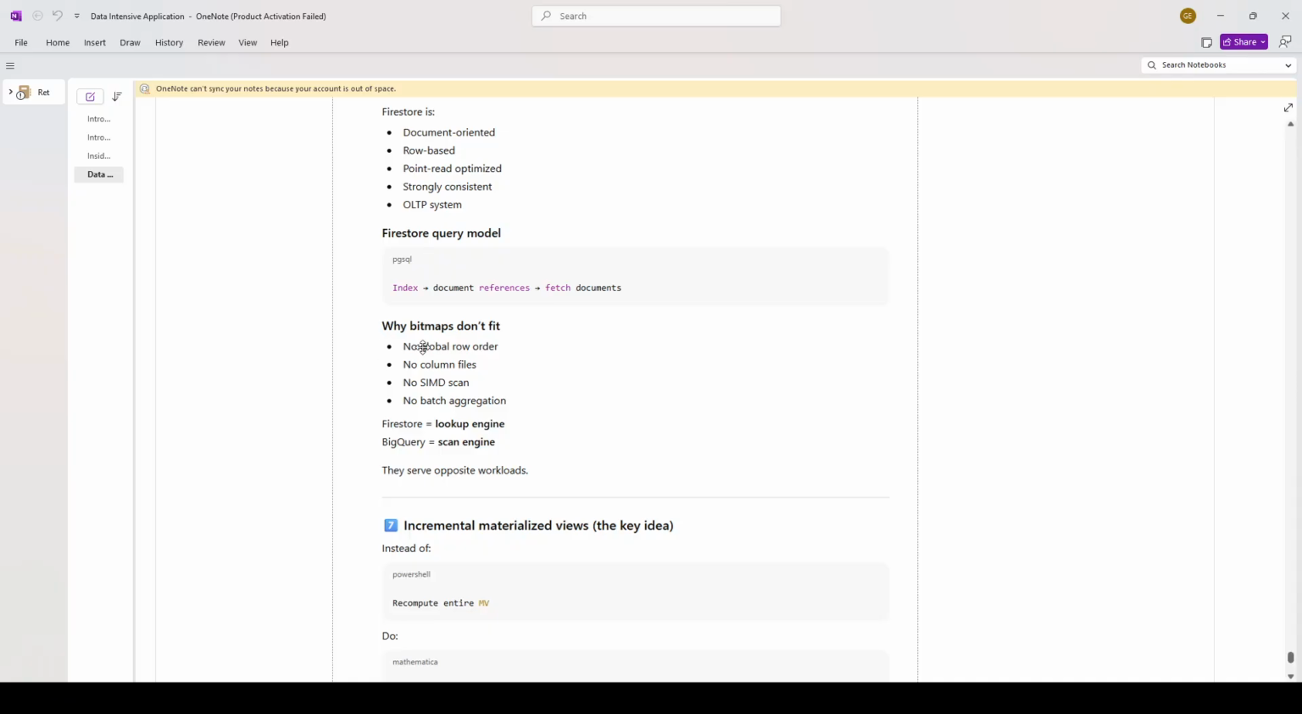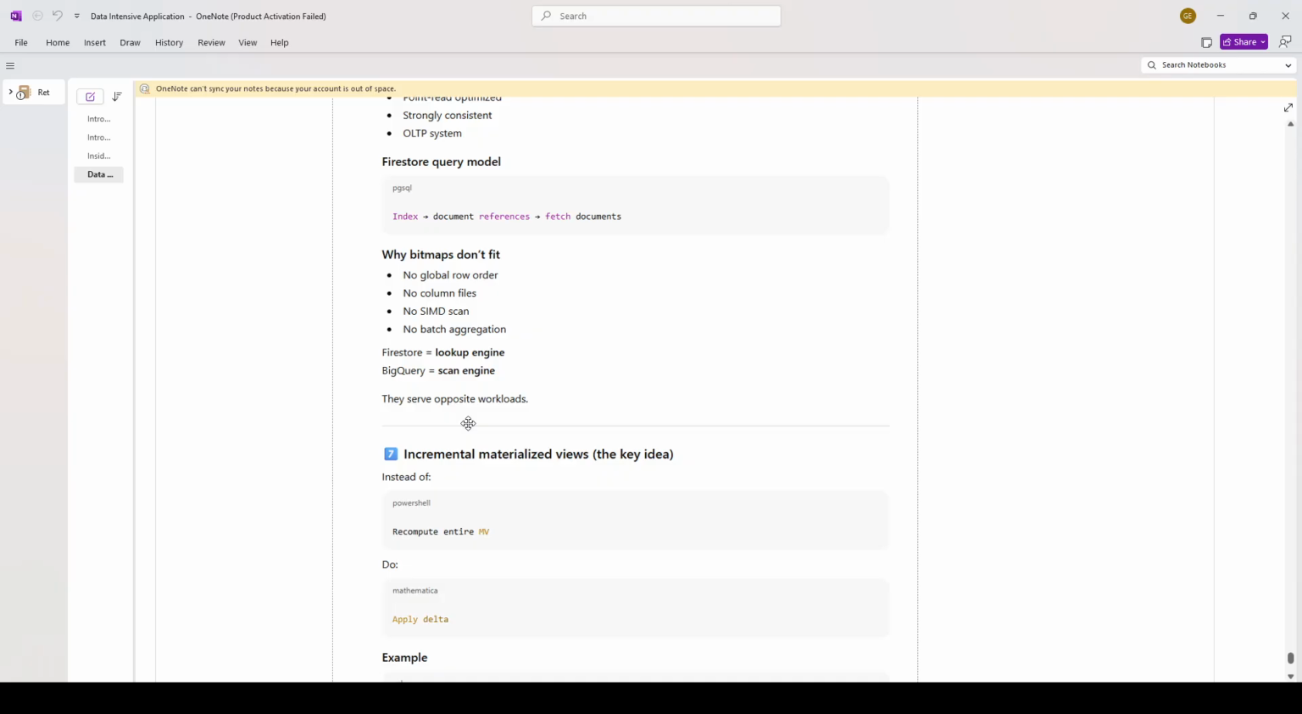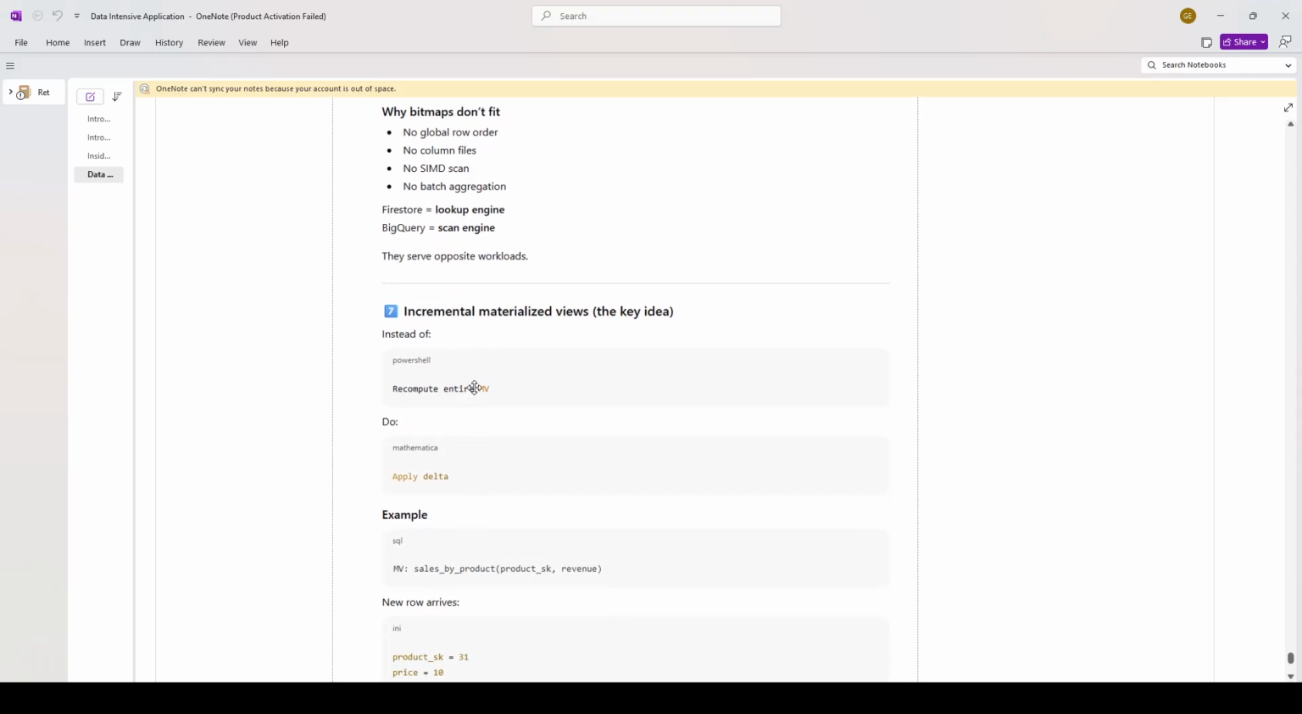Sorry, this is Firestore. It has no global row order, while Bitmap has a global position order. No column files for Firestore, no SIMD scan or vectorized scan that takes advantage of parallelism, and no batch aggregation. BigQuery has that. They serve opposite workloads.